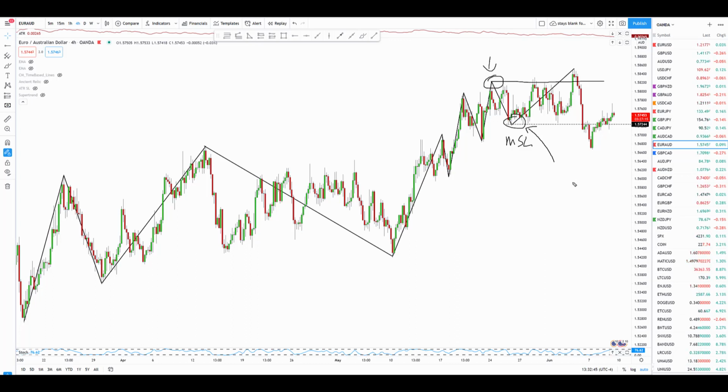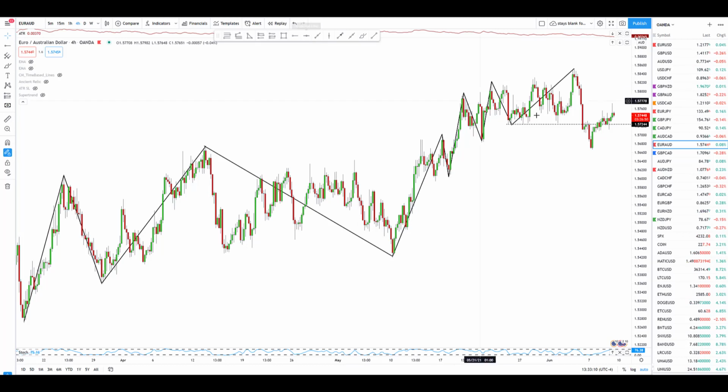As soon as that happens, as it has just now here on the Euro Aussie, you know that this is the market telling you that it's likely to reverse. This is a possible reversal situation, and after this happens, we're no longer looking for a bullish trade because we're no longer in a bullish trend.